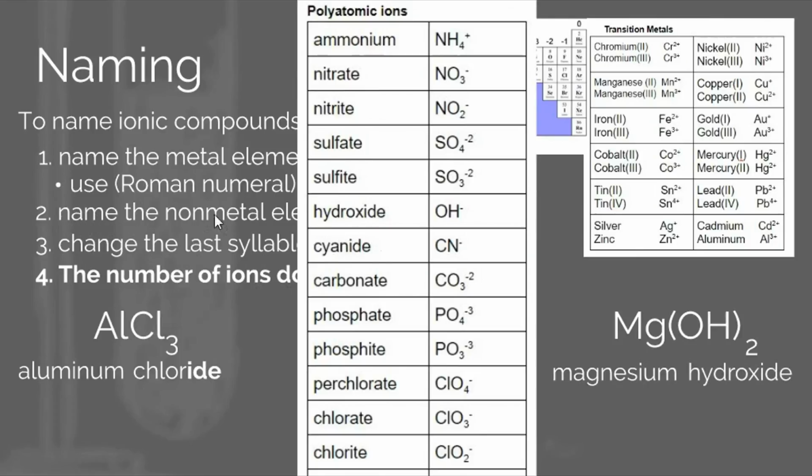So for my chemical name, I will continue with step number 2 by naming it hydroxide. Step number 3 is that we need to change it to an IDE ending, but notice that hydroxide already has that IDE ending. So there's nothing that I need to change about hydroxide. This compound is just named magnesium hydroxide, but notice that there's nothing that tells you that there's two. Remember that you will tell this from the charge balance on the individual ions.